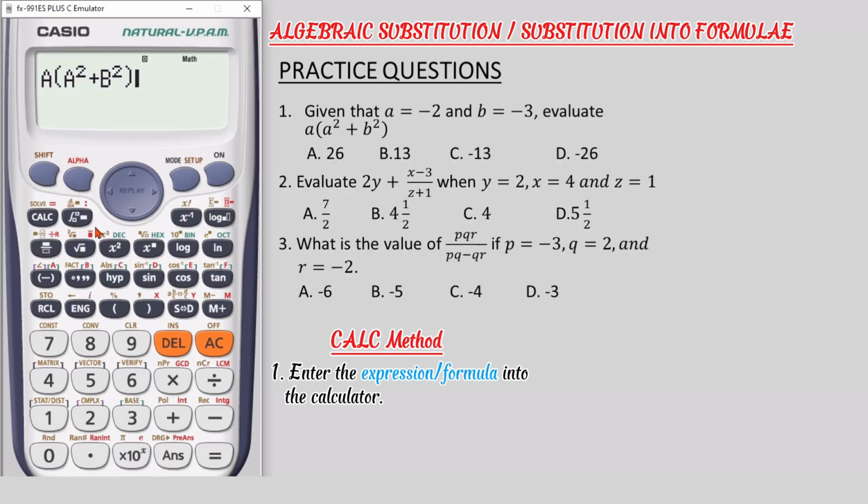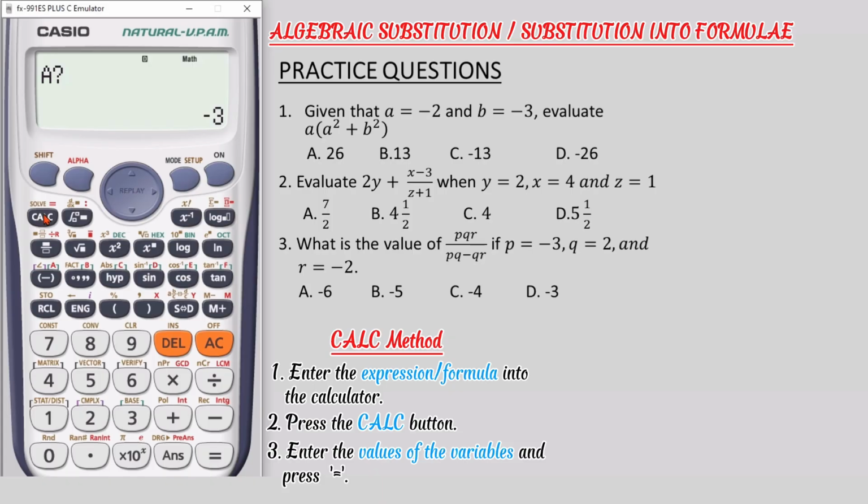Now, what we have to do next is to tap on the CALC button. So that is basically the reason why I named it the CALC method. So after I tap on the CALC button, the calculator will first ask for the value of a. So in this case, a equals -2. So I enter -2, and then I tap on equal to. The calculator will then ask for the value of b. So I enter the value of b, which is -3, and then I subsequently tap on equal to. So the calculator gives the answer as -26.